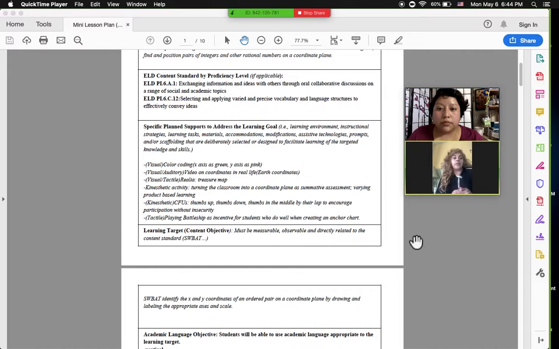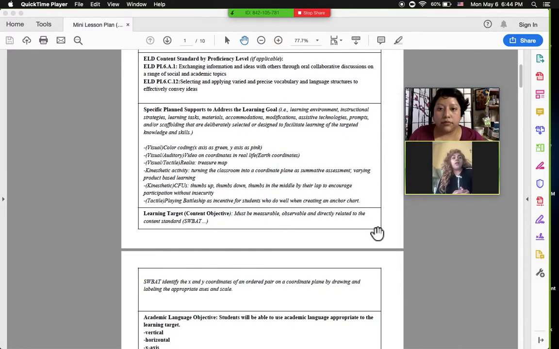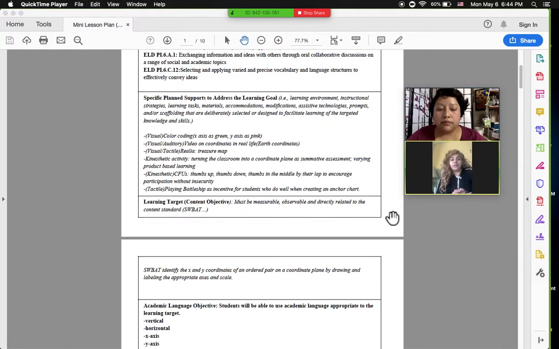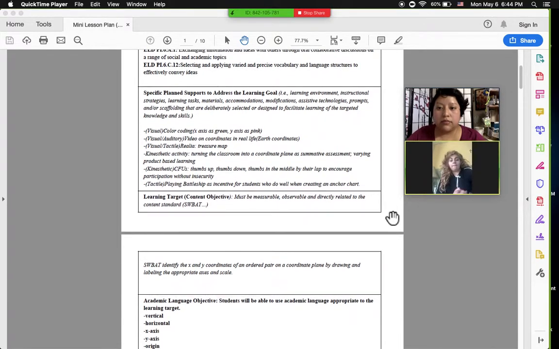Our next ELD standard is selecting and applying varied and precise vocabulary and language structures to effectively convey ideas. Throughout the lesson, they'll come across words that relate to the coordinate plane and the content. This is where they really have to know the structure and what the word means specifically, so that they can create ideas and use them effectively throughout the lesson.